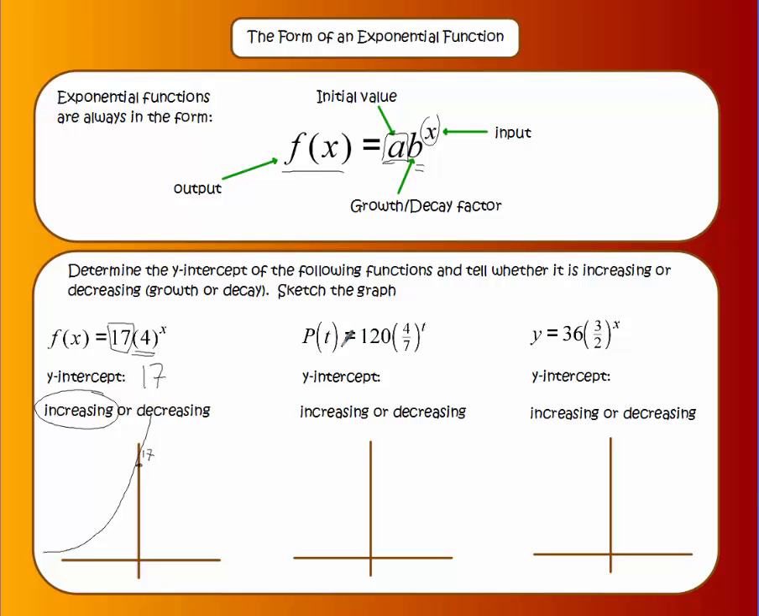So the y-intercept in number 2, p of t equals 120 times 4 over 7 to the t. The y-intercept, again, is that starting point, 120. Is it increasing or decreasing? Well, I look here. 4 over 7, it's 4/7. That's not quite 1. It's between 0 and 1. Therefore, this is decreasing. So at 120 on my y-axis, this graph is going to decrease, which means it gets small very fast and then comes very close to that x-axis, but never touches it.